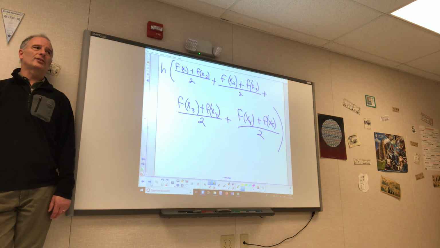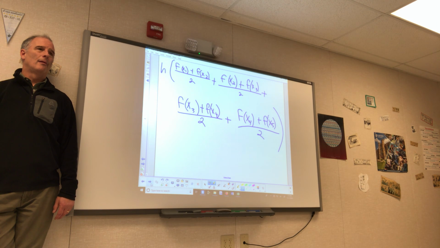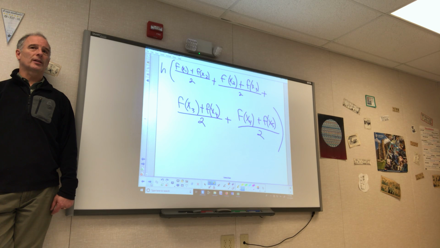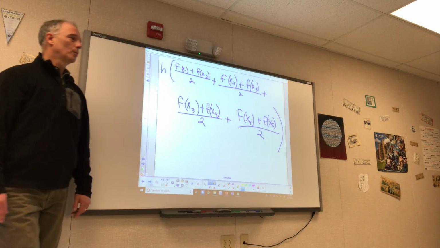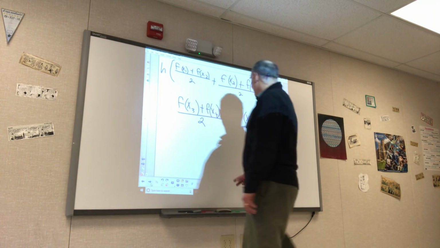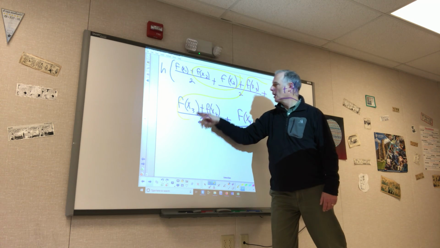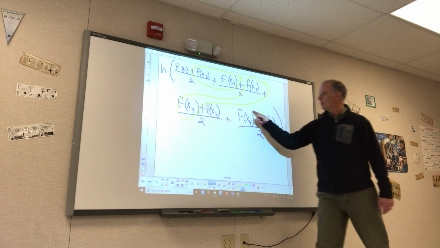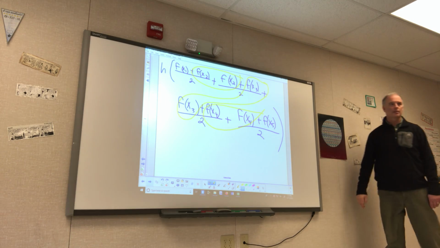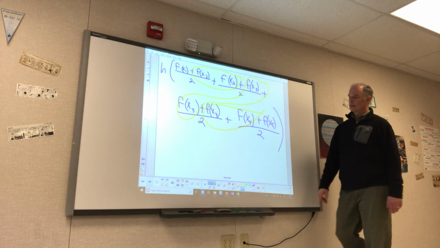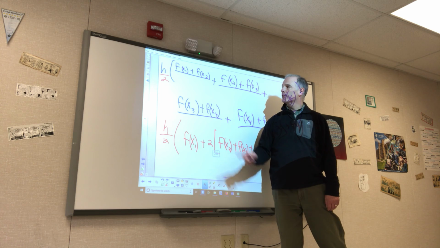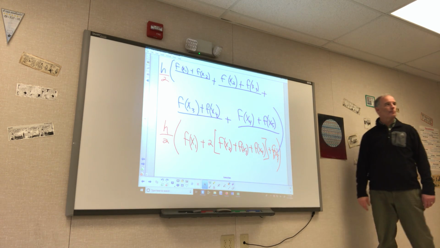If you're feeling stuck, this is your generic setup. There's 4 trapezoids, starting at 1, going to 5. But what do you notice here? See? That guy repeats. That guy repeats. That one repeats. And also notice that there's a 1/2 in every one of them, so I can factor that out.